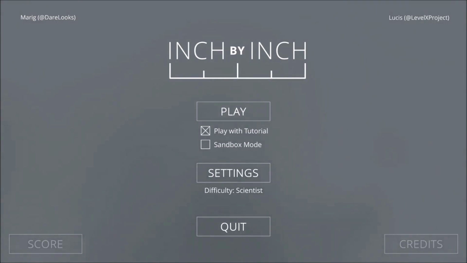So, okay, we've got sandbox mode or play with tutorial. Well, by default it said play with tutorial, so yeah, let's just get into it and see.